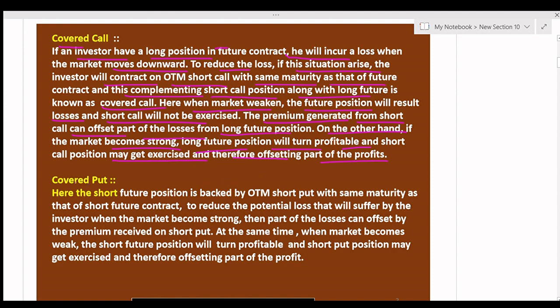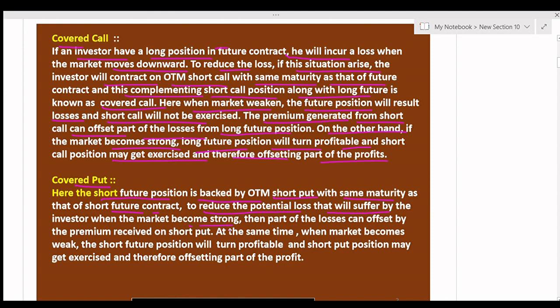Here it is also a combination of derivatives. Here you see a short future position is backed by an OTM short put option. Previously you saw that in a covered call a long future contract is backed by a short call option. Here a short future position is backed by a short put option with the same maturity as that of the short future contract, to reduce the potential loss that will be suffered by the investor when the market becomes strong.